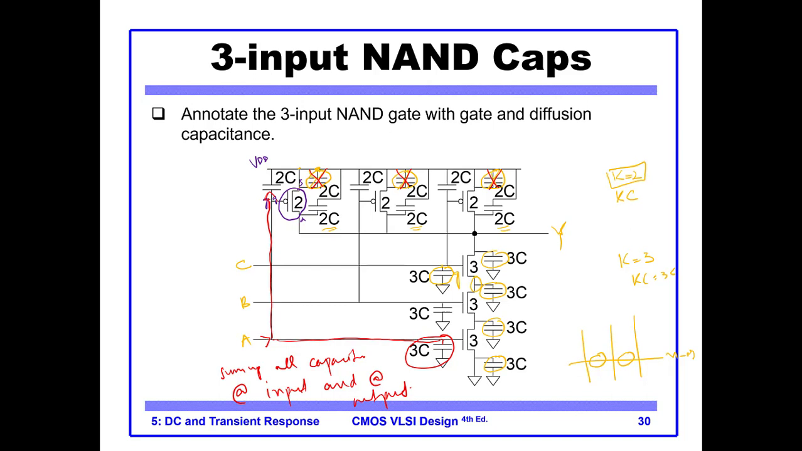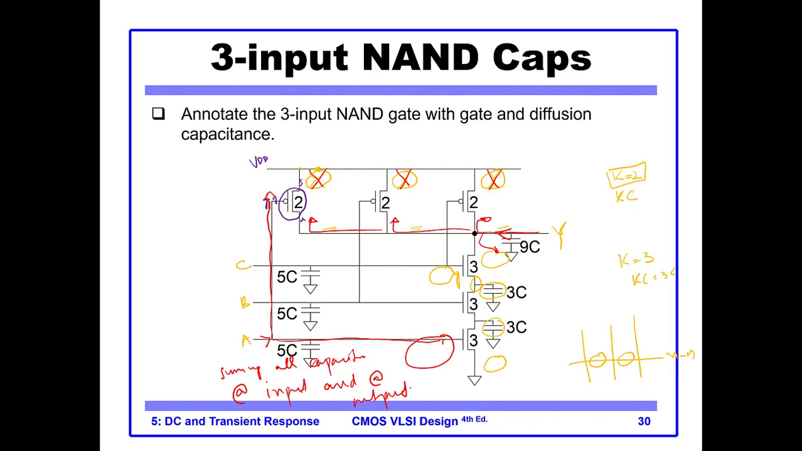And similarly for the output, if I look into the output, I see a 2C capacitance here, so this goes to the VCC. I see a 2C here, I see a 2C here. They are in parallel, so 2C plus 2C plus 2C is 6C, and I also see this capacitance. Okay, so 6C plus 3C is 9C. So this is my equivalent circuit.